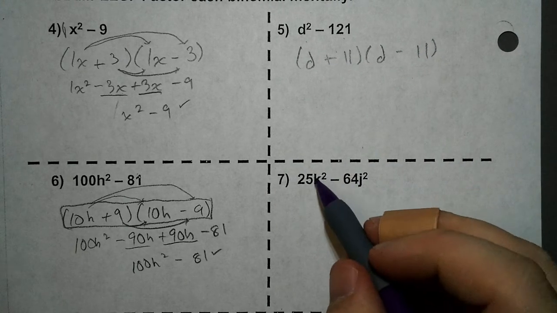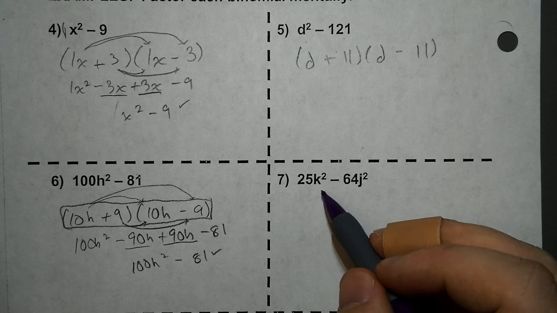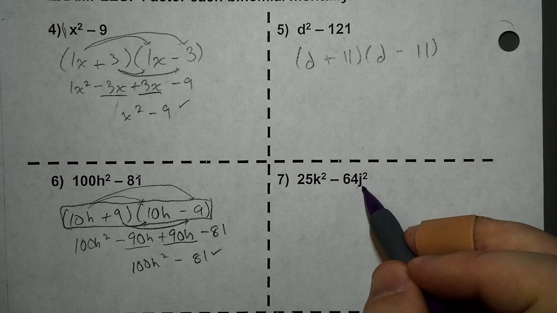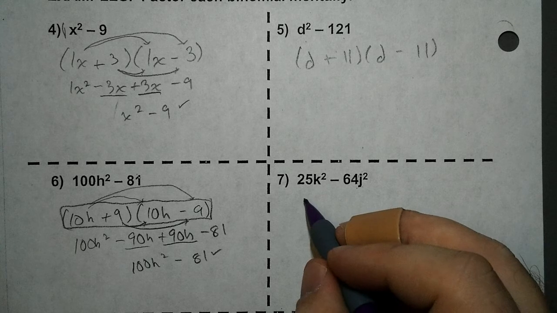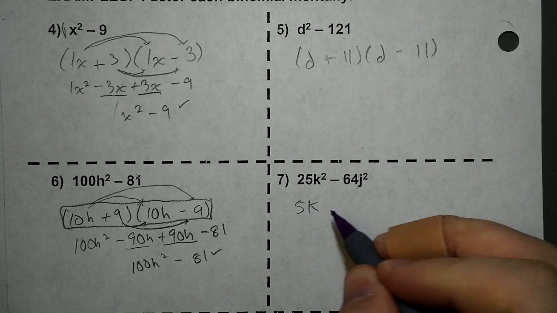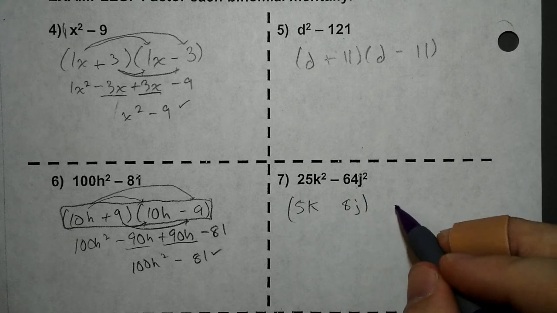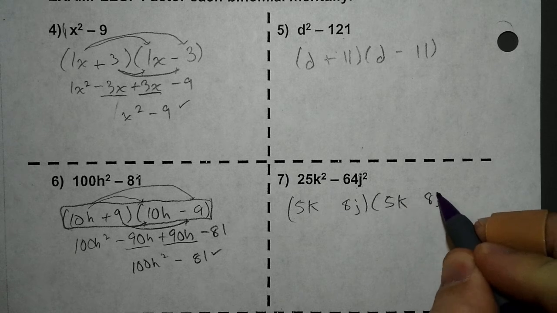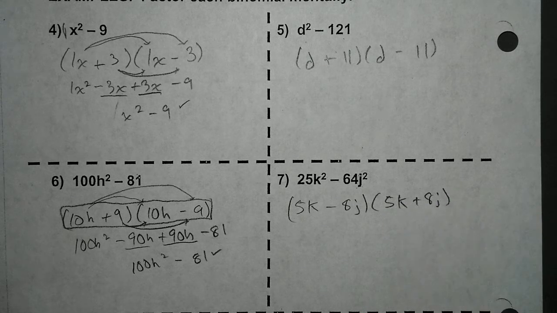On the next one, is 25k squared a perfect square? Yes. 64j squared? Yes. Now on this one, this has a second letter. We still have to treat it the same, and I'll show you why. So this comes out to 5k. This is going to be 8j, and 5k and 8j. Once again, it had a minus sign, so one is positive, one is negative. Doesn't matter which one is which.